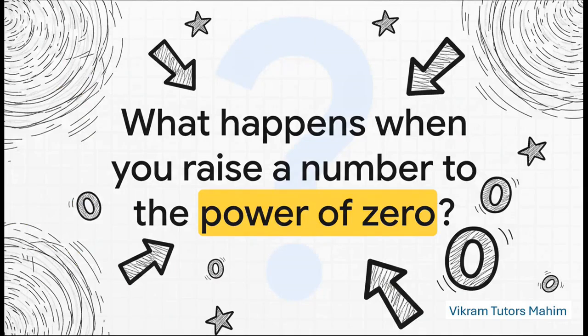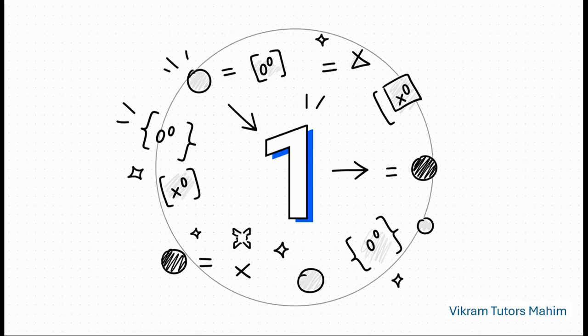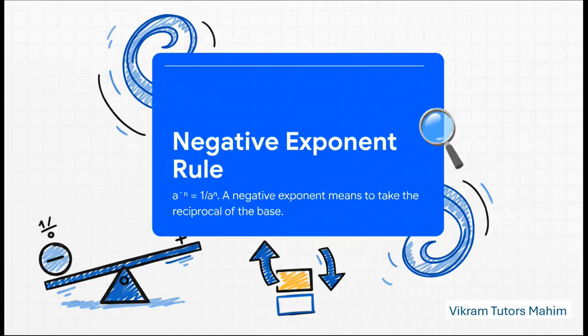But what about weird cases? Like, what happens when the power is 0? The answer is always 1. Yeah, anything to the power of 0 is just 1. Wild, huh? Negative exponents look weird, right?